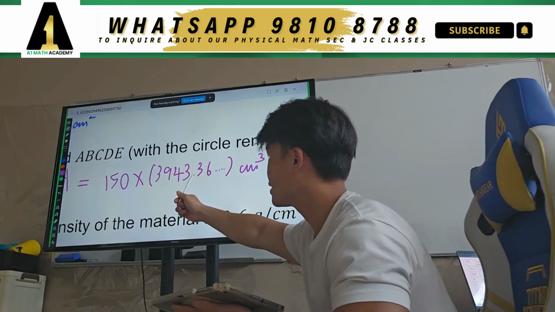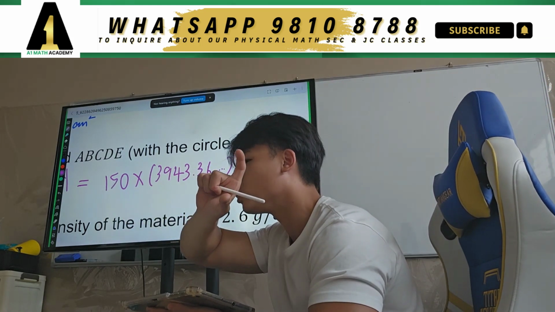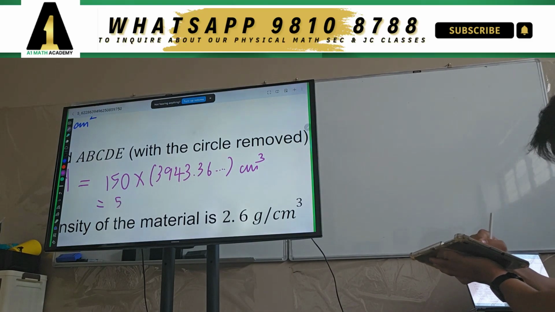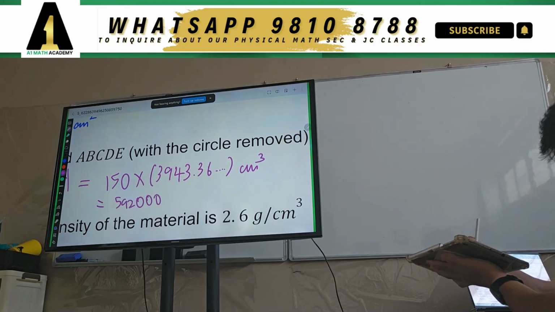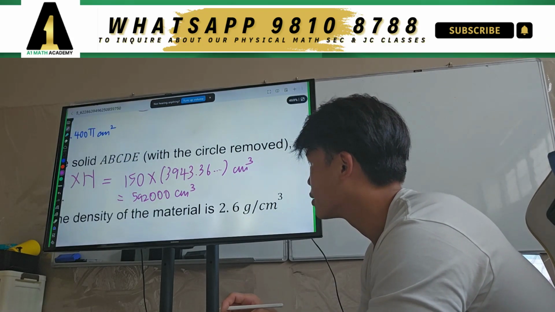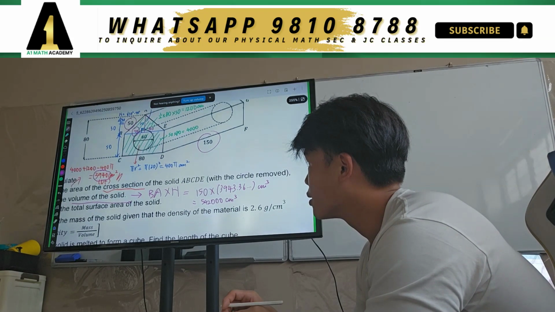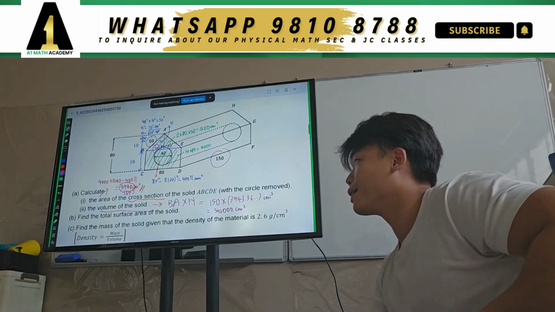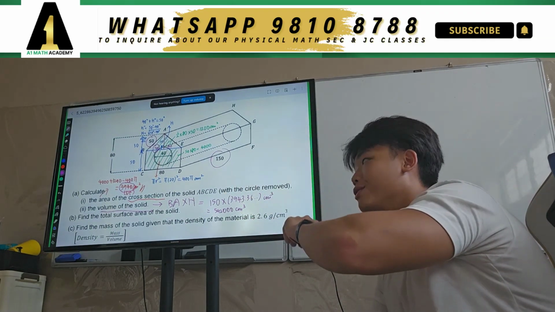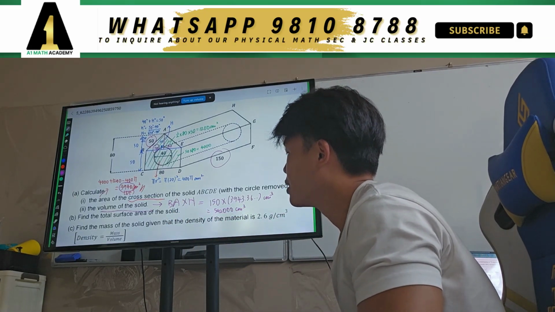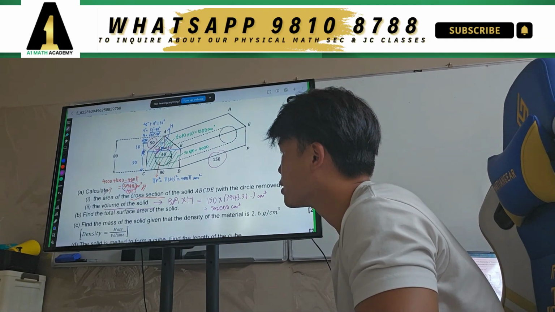So you take the base area times height, because it's uniform cross section. Then you should get 592,000 cm cube. Base area times height. As long as it has uniform cross section, we can just use it here. Okay. Next, find the surface area of the solid.